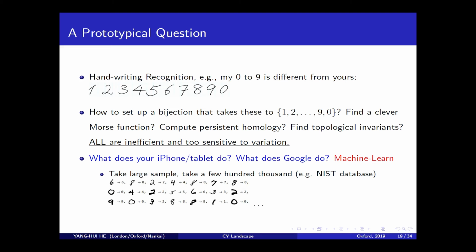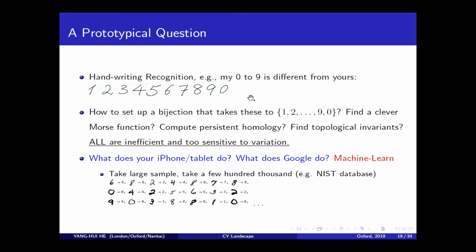A typical problem is handwriting recognition. This is how I write 1 to 0. Now, if you ask a mathematical physicist how a computer recognizes 1 to 0 here, he or she would say, well, I'm a mathematical physicist, I can find clever Morse functions, and I can use algebraic topology. Let's scan through and see how many critical points it hits in these numbers. That's an extremely inefficient way to try to distinguish numbers. But it's, in theory, absolutely doable.